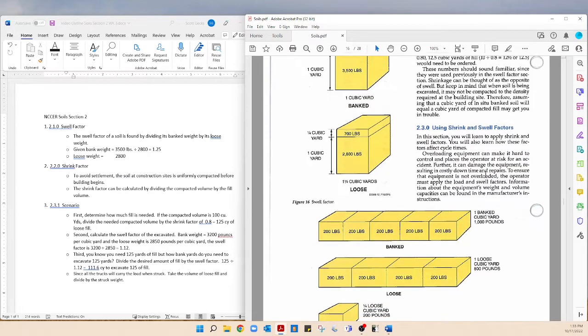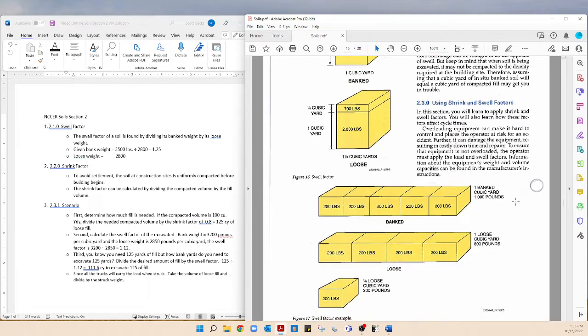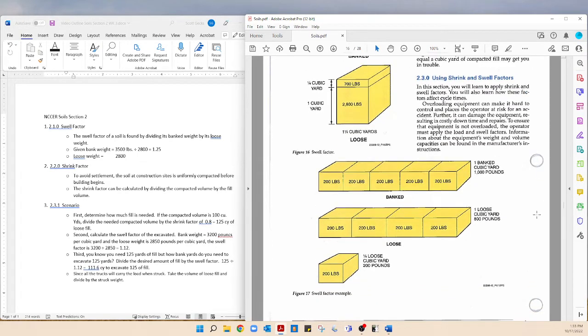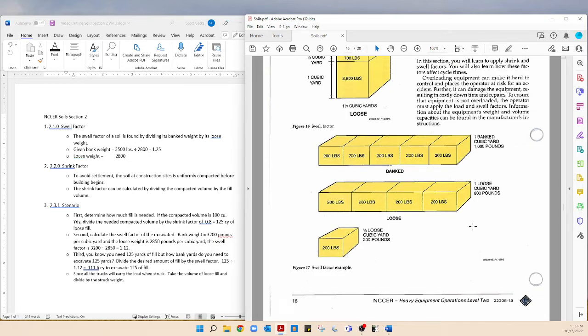Using shrink and swell factors, and this is the essence of this section, I feel like, and I'm not going to bore you with things that are obvious, but applying the shrink and swell factors, that's what section 230 is all about. Overloading equipment can make it hard to control. These are reasons why you need to compute it. I'm not going to read what you're sitting there reading. These are the illustrations, and by the way, just because I don't like them doesn't mean they won't be helpful to you.